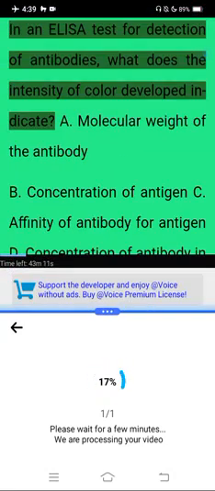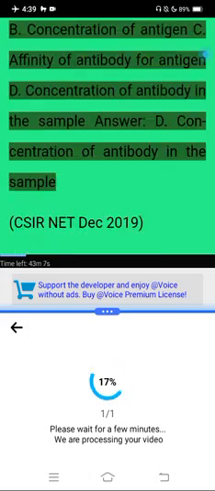In an ELISA test for detection of antibodies, what does the intensity of color developed indicate? A, molecular weight of the antibody. B, concentration of antigen. C, affinity of antibody for antigen. D, concentration of antibody in the sample. Answer: D, concentration of antibody in the sample.